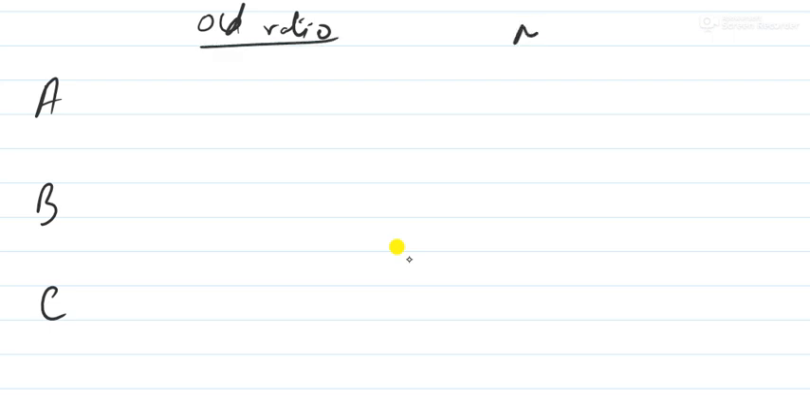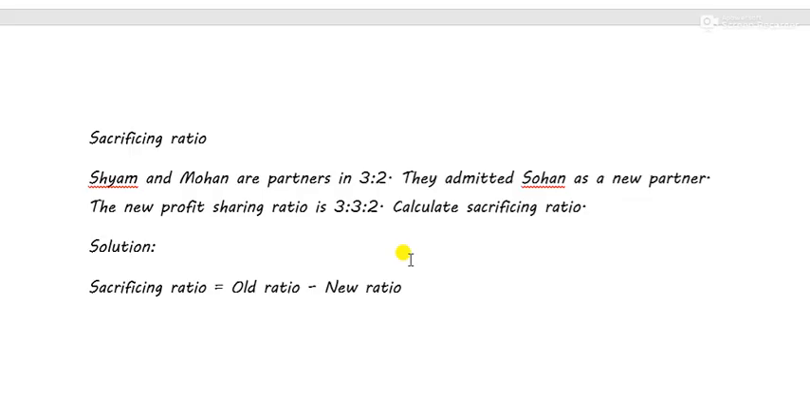So A, B and C. Old ratio and here new ratio. Okay. So the old ratio is 3 is to 2, right? 3 is to 2. Okay, now listen here, the sacrificing ratio is calculated only of the old partners.